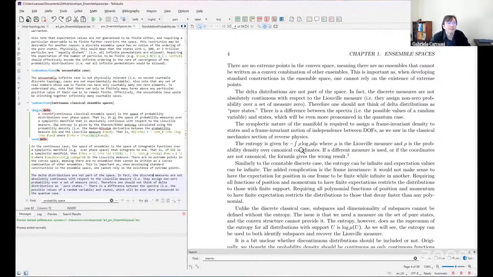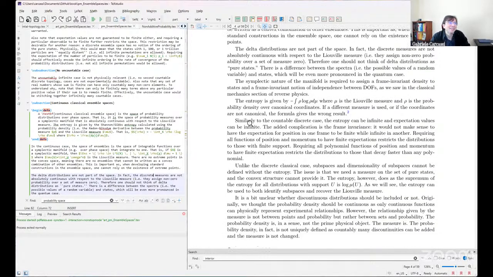And then the entropy is given by minus the integral of rho log rho, where mu is the Liouville measure and rho is the probability density over canonical coordinates. And it's important that this rho is defined in terms of position and momentum, because if a different measure is used or if the coordinates are not canonical, the formula gives the wrong result. So those are important. Similarly to the countable discrete case, the entropy can be infinite and the expectation values can be infinite. And the other complication is the frame invariance.